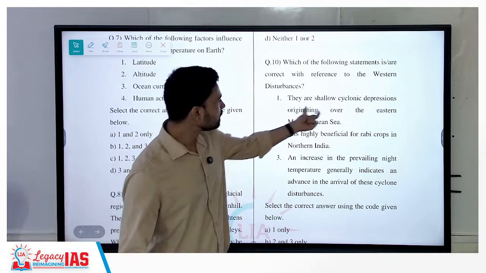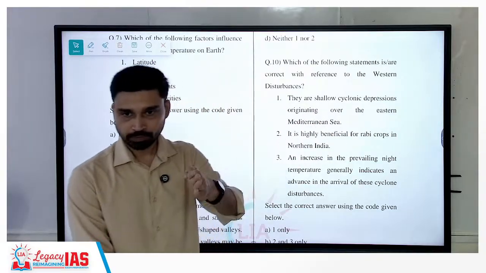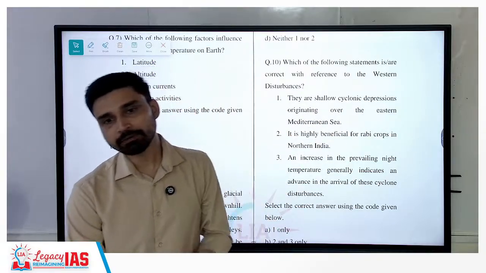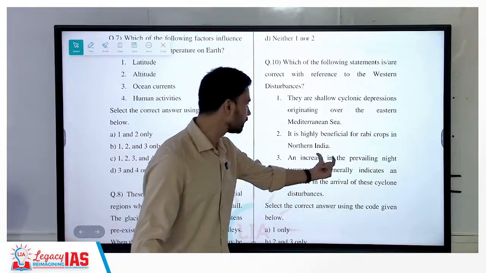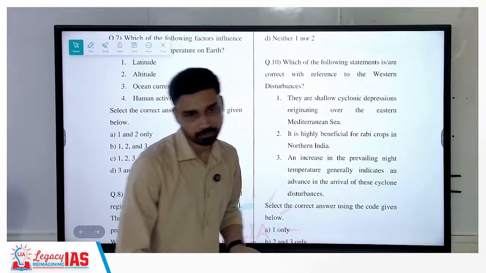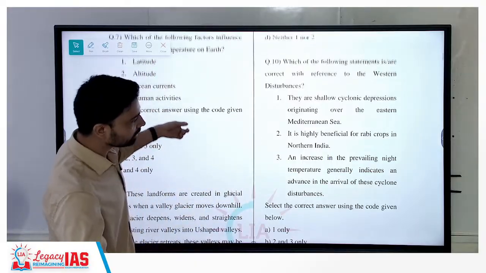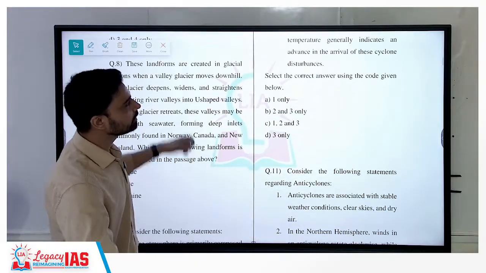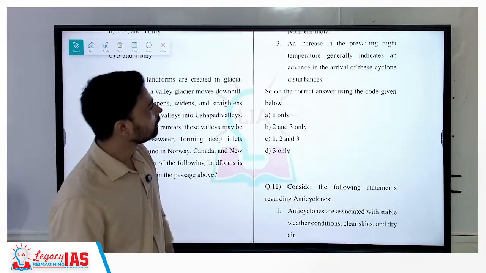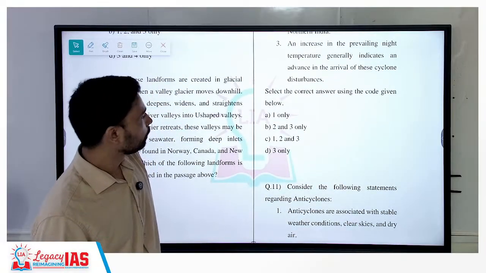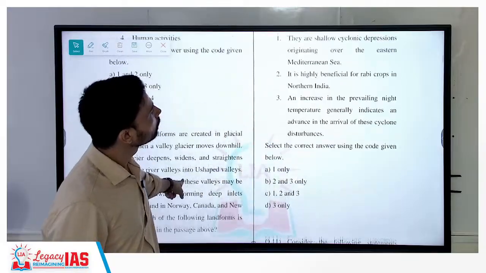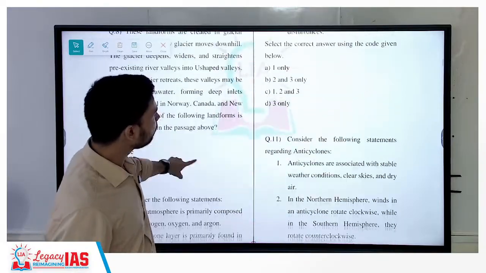So what are these depressions bringing? Clouds. If the clouds are being brought toward India, they will trap the heat. So at night time, what would you experience? That is the reason: mainly because clouds are brought by these western disturbances, temperature increases, and that is why it is an indication of their arrival. So what is the correct option? All the three, 1, 2 and 3.